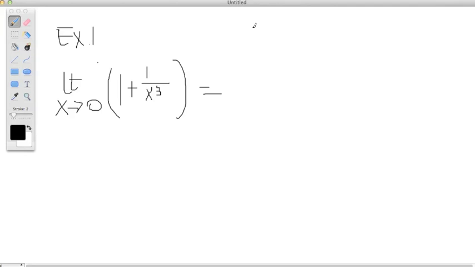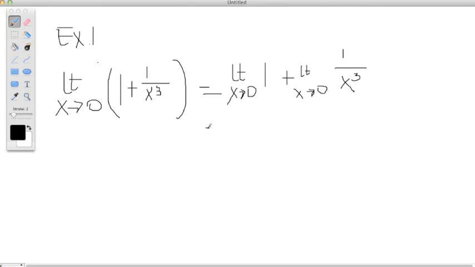The first property we're going to go over is the sum and difference property. Now, as Lakshmi said, when you have a sum and difference property problem, you can split up what's inside. Our example problem is the limit as x approaches 0 of 1 plus 1 over x cubed. So what you can do is write the limit as x approaches 0 of 1 plus the limit as x approaches 0 of 1 over x cubed. So now you have two different limit problems.